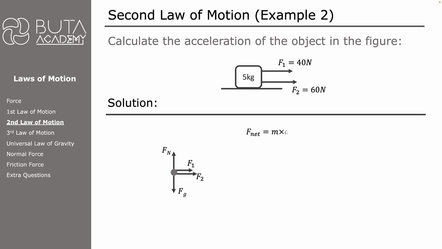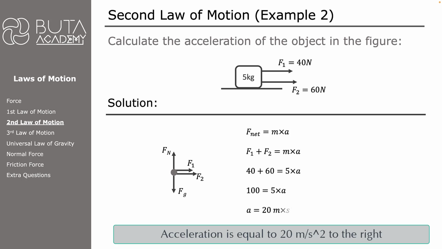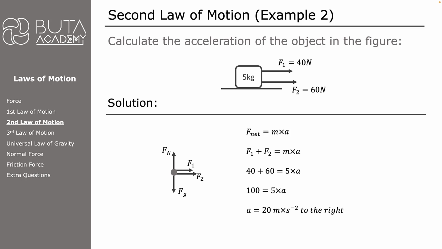Net force is equal to the product of mass and acceleration. We neglect force of gravity and normal force as they will cancel each other. 40 plus 60 is equal to 5 times acceleration, as mass of the object is 5 kgs. Acceleration is equal to 100 meters per second squared to the right.